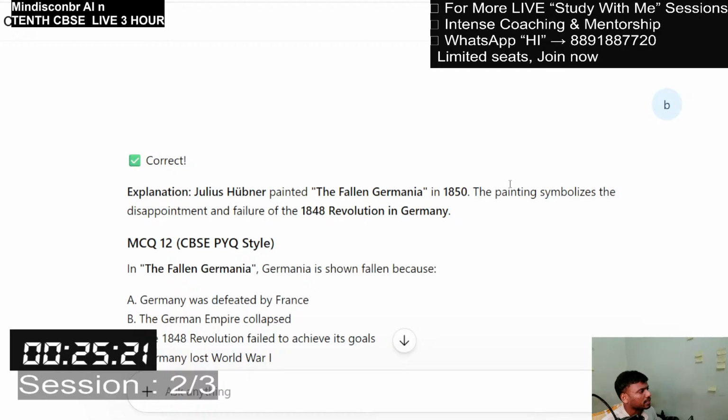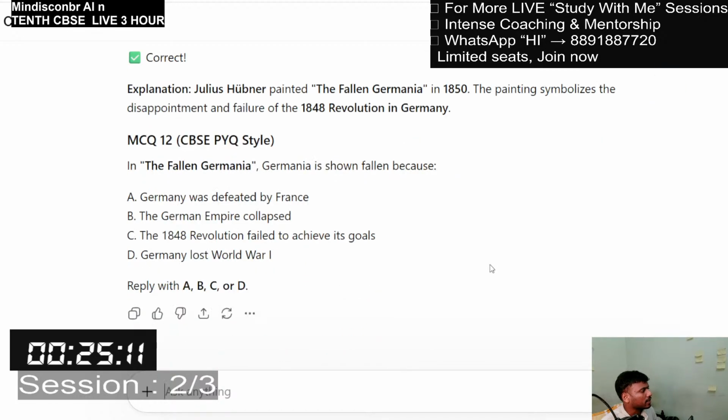The painting symbolizes the disappointment and failure of the 1848 revolution in Germany. In fallen Germania, Germania is shown fallen because Germany was defeated by France. The German empire collapsed. The 1848 revolution failed to achieve its goal. Germany lost World War I.